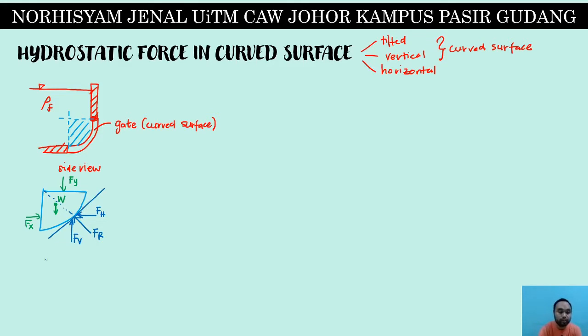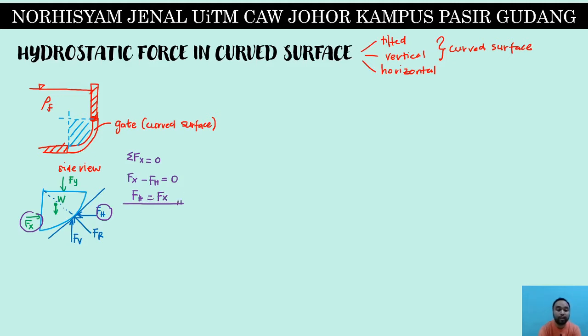Okay, so based on this, we will have two different parts of calculation. Calculation number 1 is based on the summation of Fx equals 0. So if you see, these two are the components for Fx. It is Fx minus Fh equals 0. So the Fh, or F horizontal, is equal to Fx.